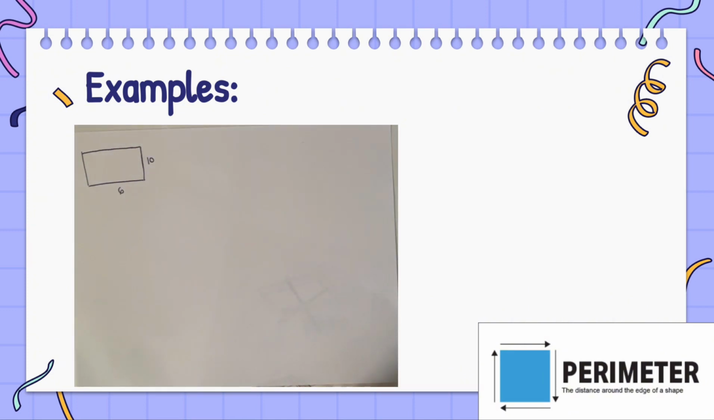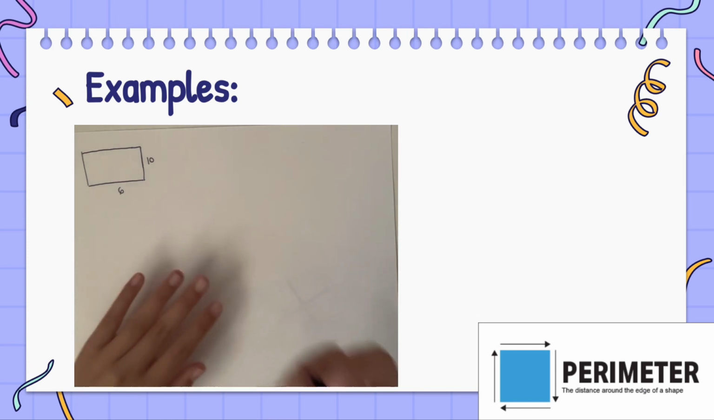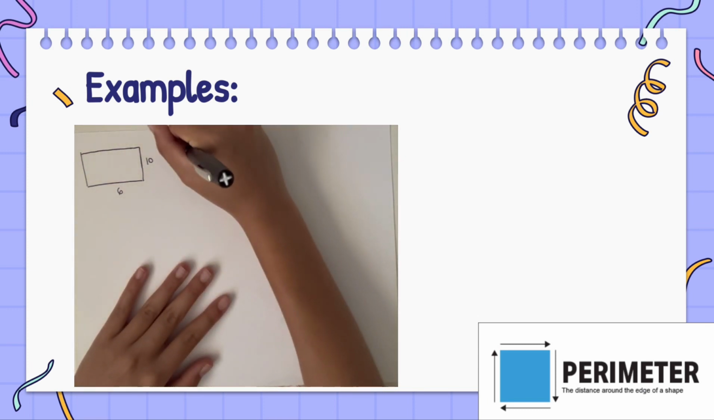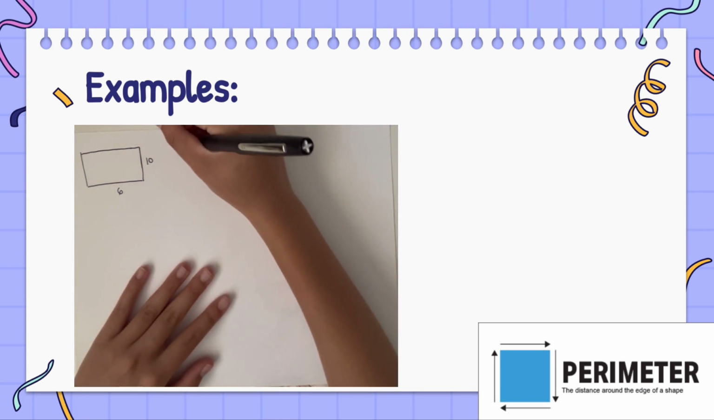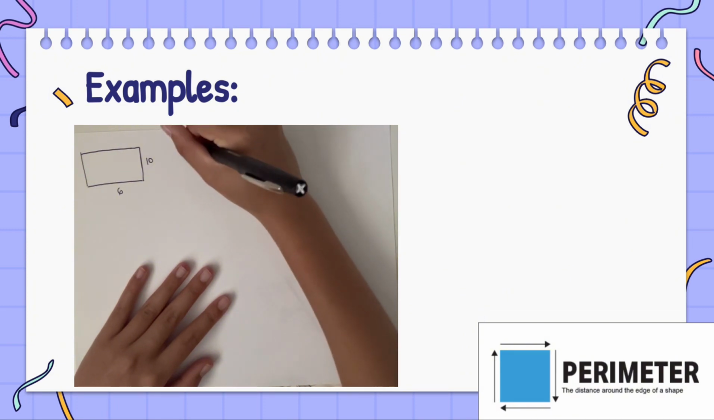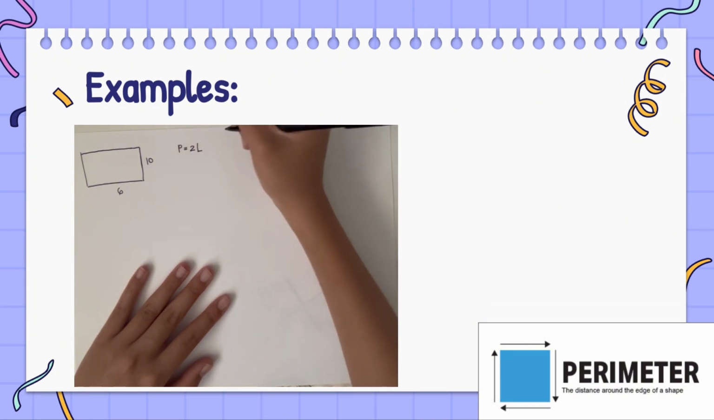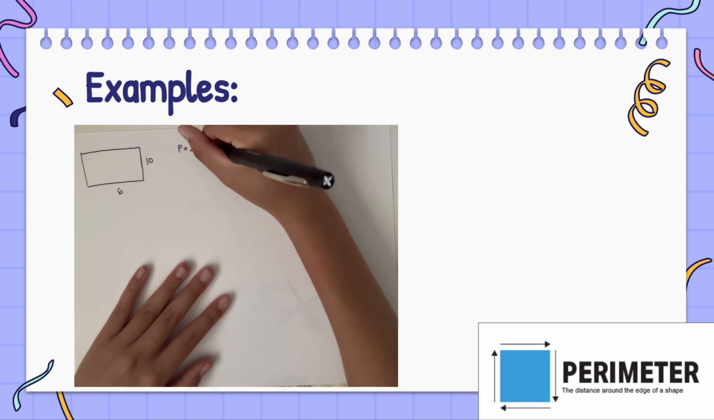And so in order to find the perimeter, the distance around the edge of a shape, we use the formula P, which stands for perimeter, equals 2 length plus 2 width.